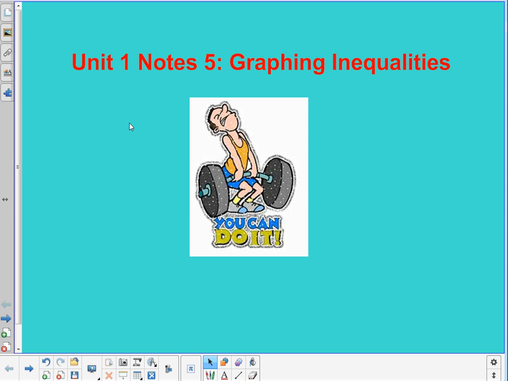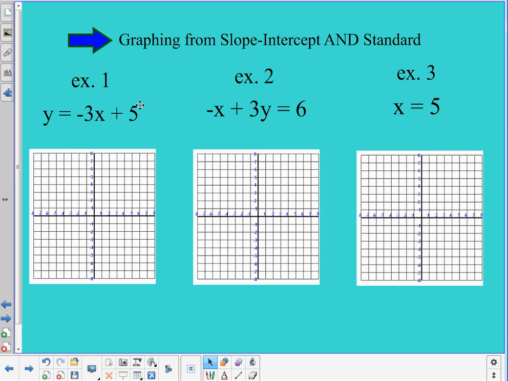Our learning target today is I can graph linear inequalities. So we're making sure that we are able to graph linear inequalities. So let's just start out with some review of graphing equations. Up at the top of your notes page, go ahead and grab your notes page if you don't have it already. Starting with number 1, I want to graph that equation.